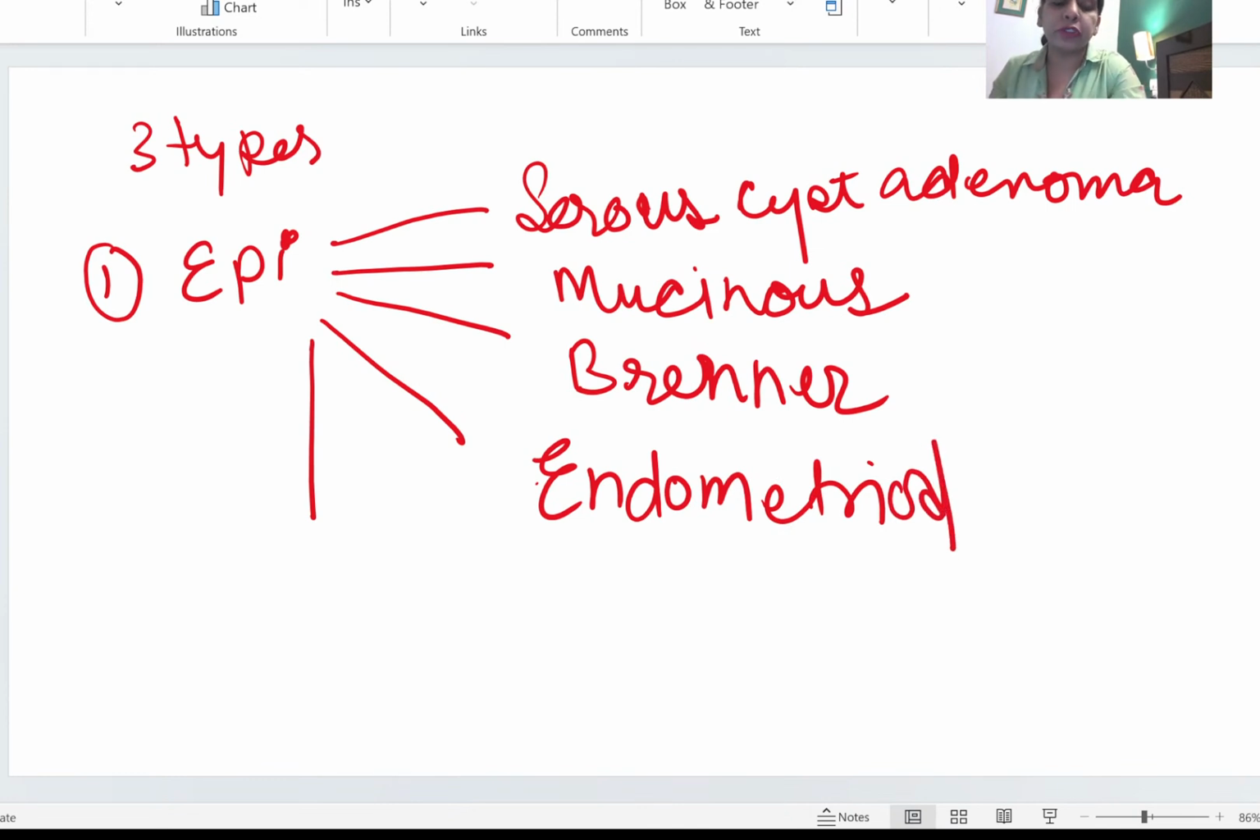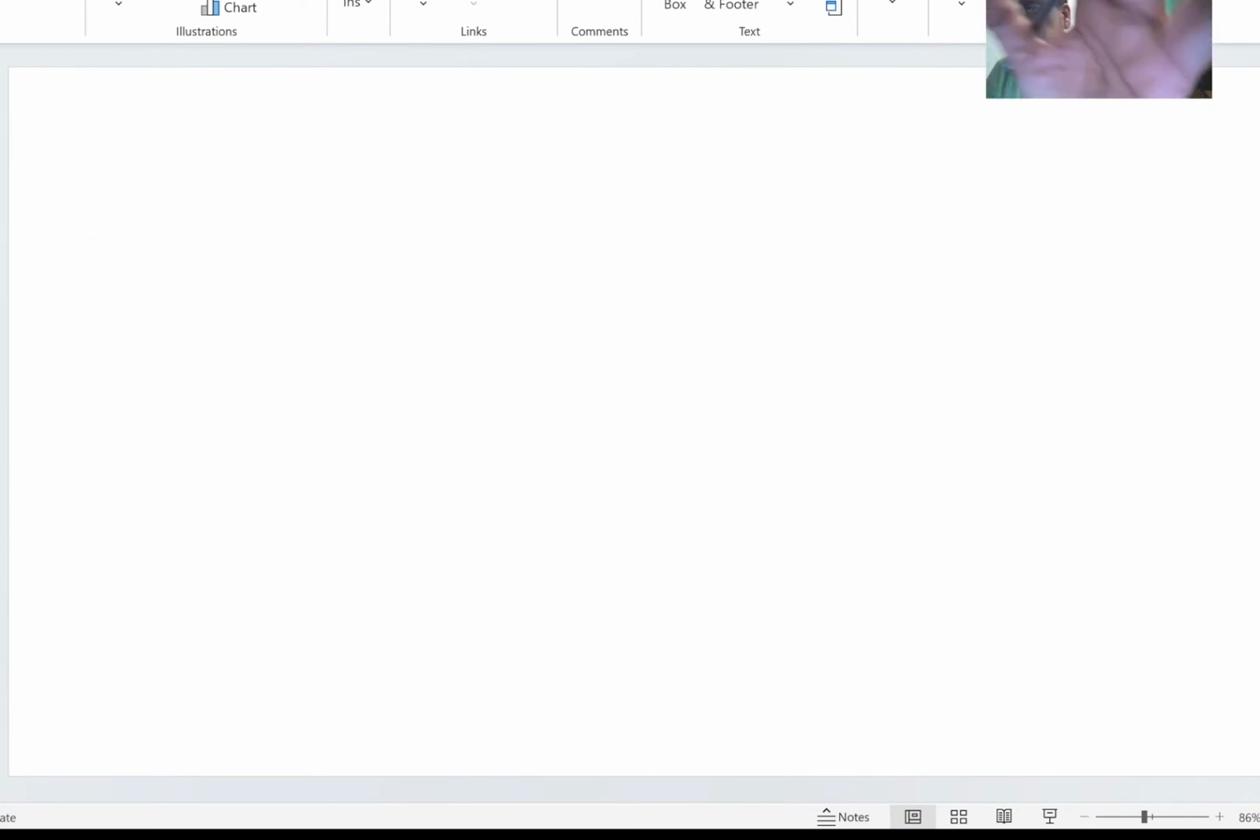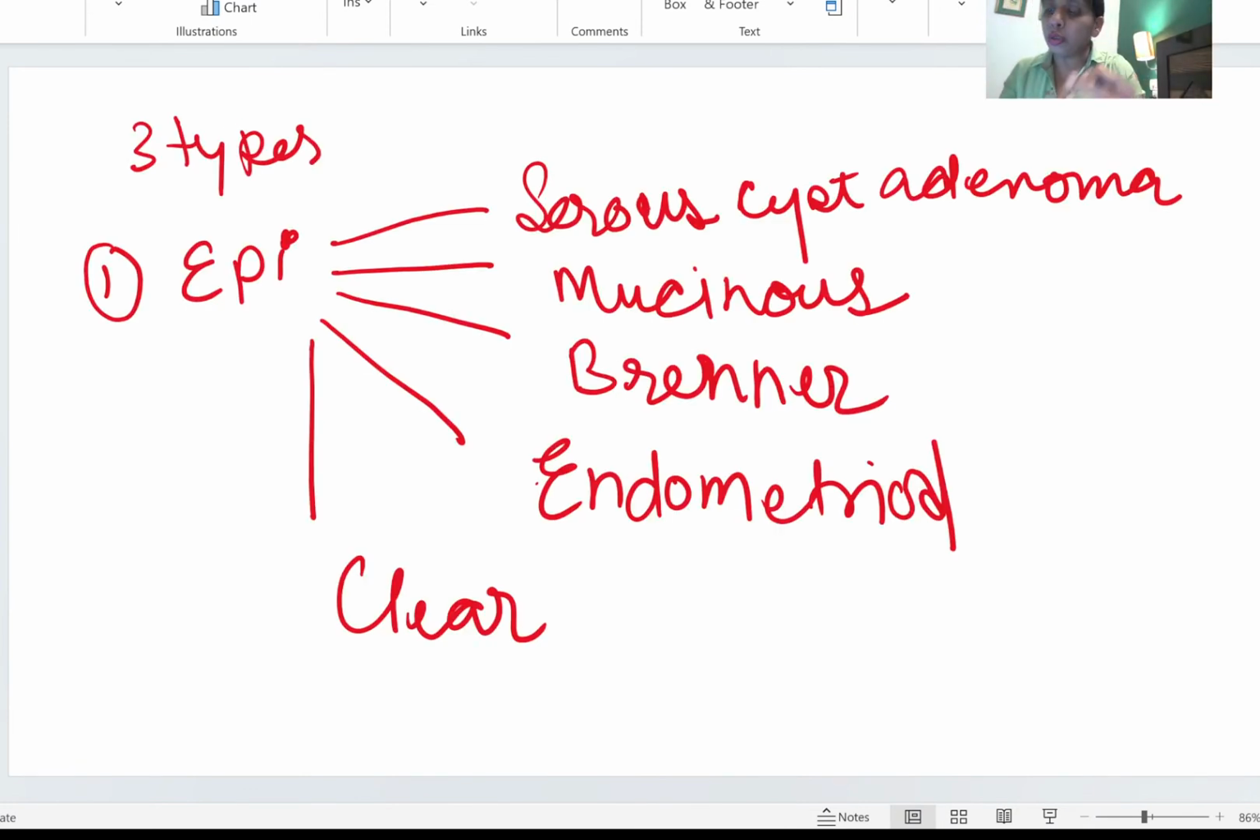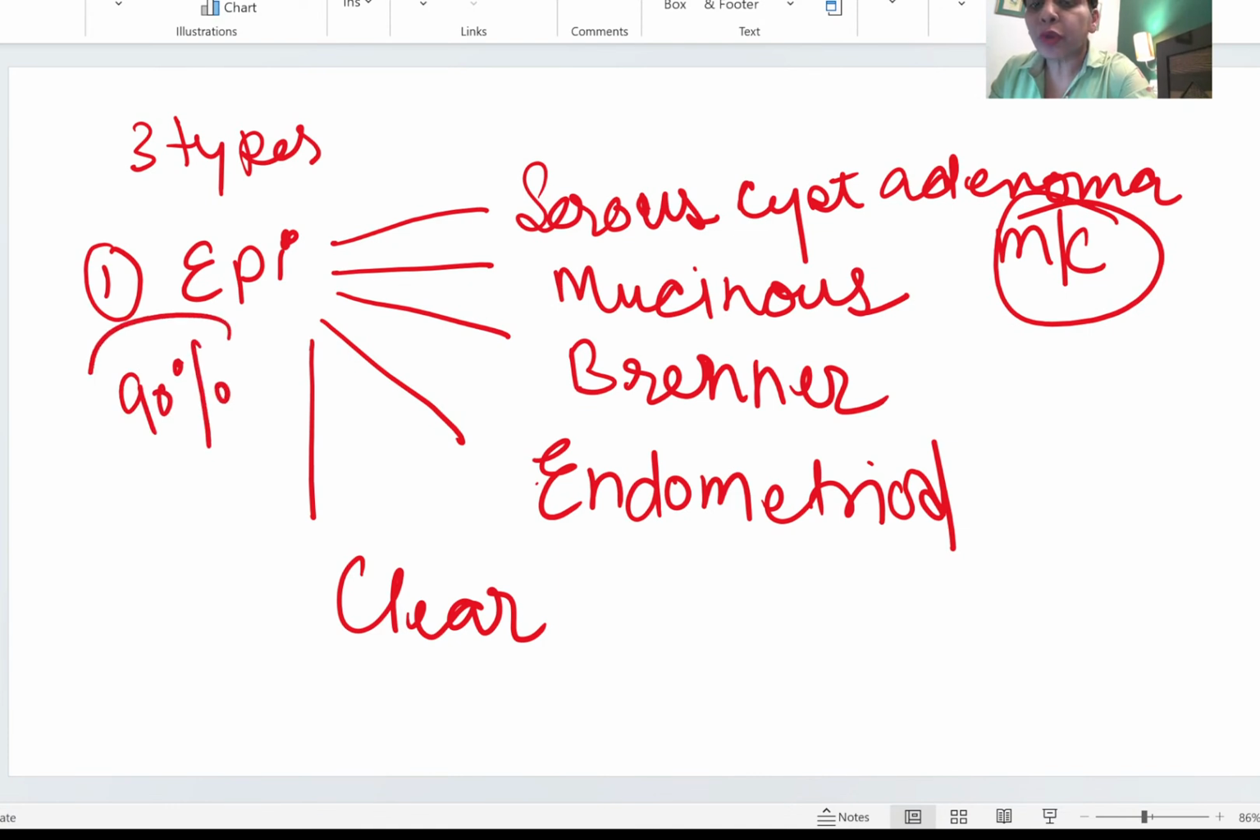Another type of tumor is clear cell tumor, whose clinical correlation is much like the other epithelial cell tumors, so we have put it here itself. So these are the epithelial ovarian tumor types. Out of this, as you all know, on the ovary there is the fallopian tube, so quite obviously the most common is serous cystadenoma. Among all epithelial tumors, which are 90% of all ovarian tumors, the most common is serous cystadenoma. It is so common that even its malignant form is most common.